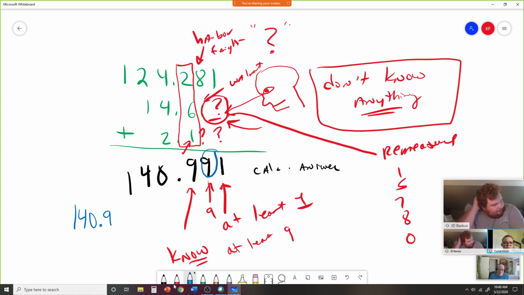So what do we do with estimated digits? We go one more over, and then we round. If it's 5 or greater, we round up, and if it's 4 or less, we round down. So the answer is 141.0 because I rounded up this 9 to 10, and that made the 9 turn into a 10 as well. I rounded up because I knew it's at least 140.99, the only digit that I know for sure is that 0.9.